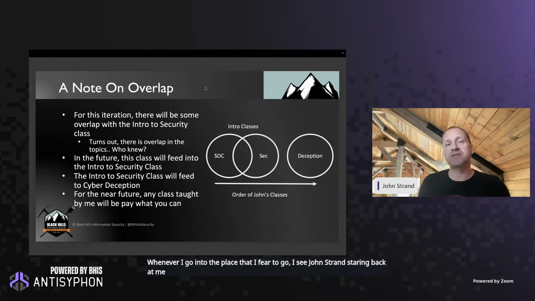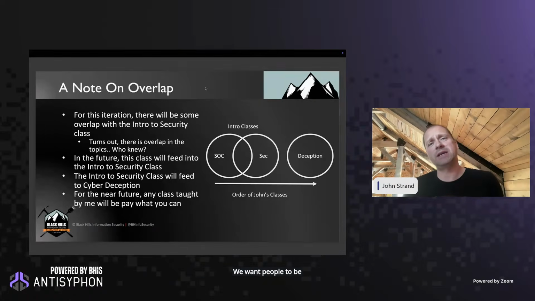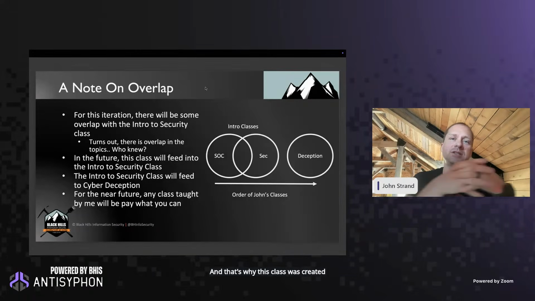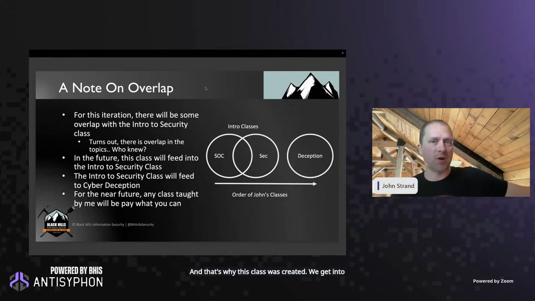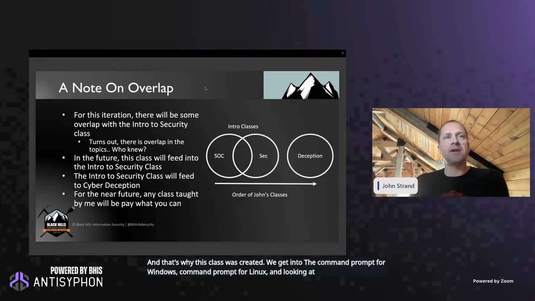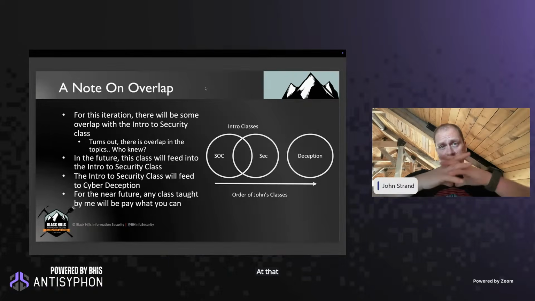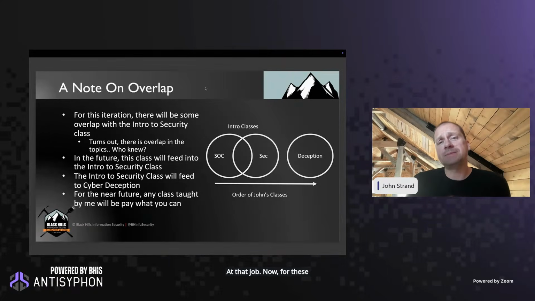The spice must flow. So what we want to do is get people past that. We want people to be okay with the dark place. We want people to embrace the command prompt. And that's why this class was created. We get into the command prompt for Windows, the command prompt for Linux, and looking at packets, so that when you're applying for a job, you have those core fundamental skills that are required for you to be successful at that job. Now, for these classes, there's actually overlap. Right?